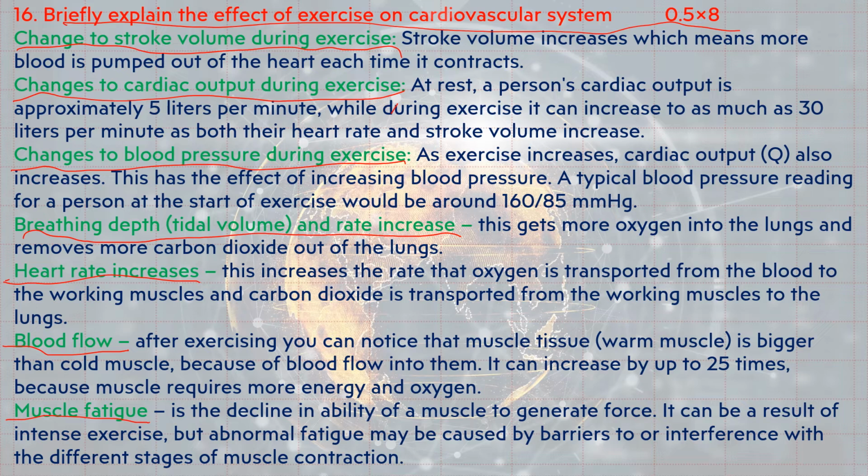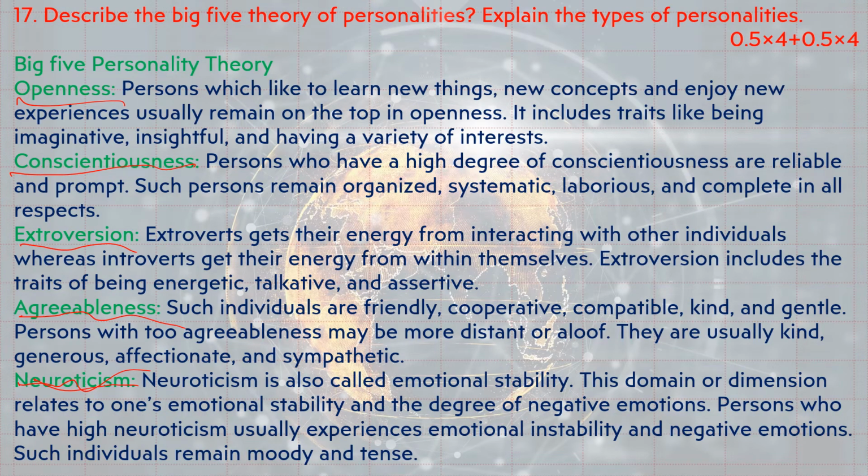Briefly explain the effect of exercise on the cardiovascular system. If you do exercise, how will it affect the cardiovascular system? Changes to the stroke volume during exercise, changes to the cardiac output during exercise, changes to the blood pressure during exercise. Breathing depth, tidal volume and rate increase, heart rate increases, blood flow increases, and muscle fatigue. Okay, the muscle won't feel that much fatigue.